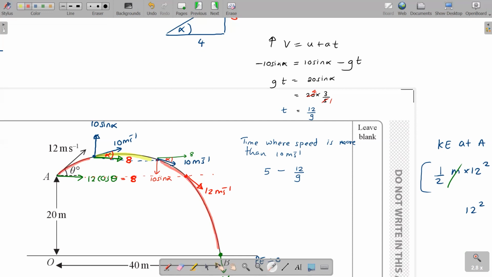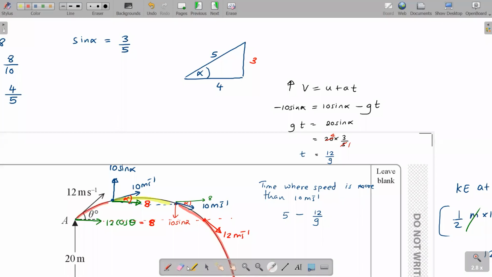So can you all tell me the answer here? What's the value? 5 minus 12 over G gives me 3.7755, basically a 3 SF answer. Make sure you give 3 SF answers. 3.78 seconds. Is this clear? And remember, the 12 over G is the time duration where the speed is less than 10. So for the speed more than 10, from the entire time duration, we subtract the 12 over G. Okay? Is that clear?